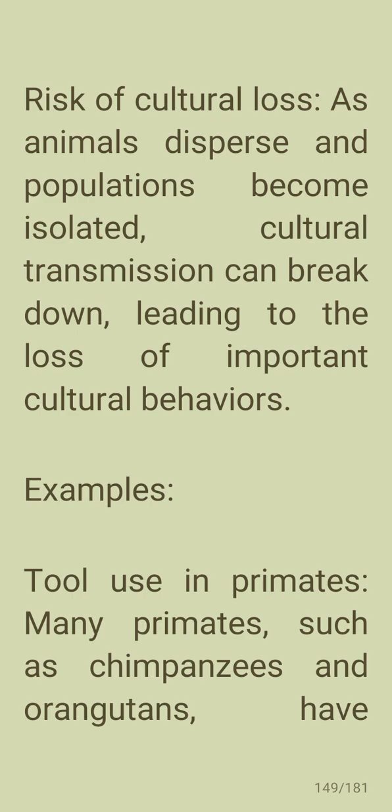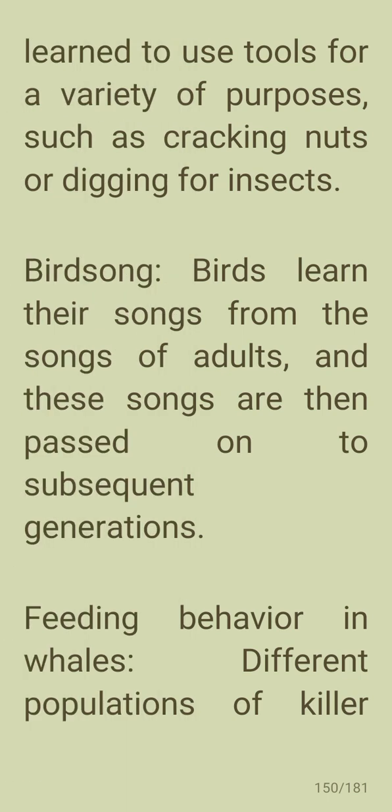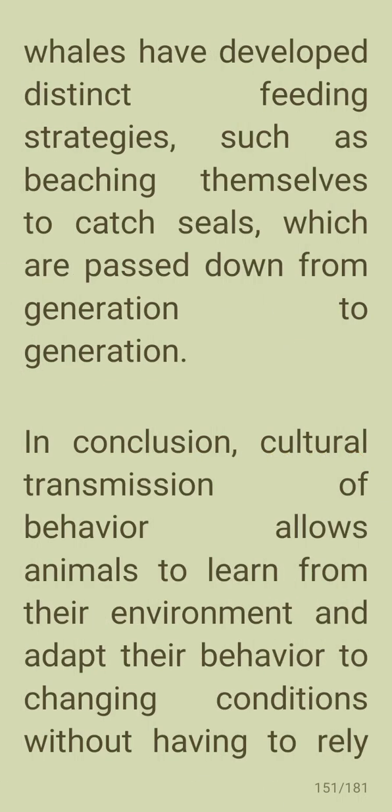Examples. Tool use in primates. Many primates, such as chimpanzees and orangutans, have learned to use tools for a variety of purposes, such as cracking nuts or digging for insects. Bird song. Birds learn their songs from the songs of adults, and these songs are then passed on to subsequent generations. Feeding behavior in whales. Different populations of killer whales have developed distinct feeding strategies, such as learning to catch seals, which has been passed down from generation to generation.